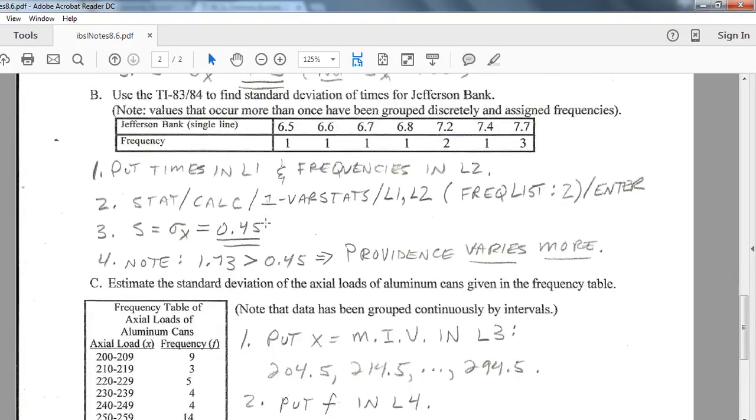If you were to do the same thing with a frequency list, you would make this list 1, put your frequencies into list 2, and still do one variable statistics. But now you have to make sure that when you calculate, you have list 1 identified as your X values, and list 2 as your frequency list. Make sure those are both showing on your calculator. Give it a try, and make sure you're doing that right to get this answer.